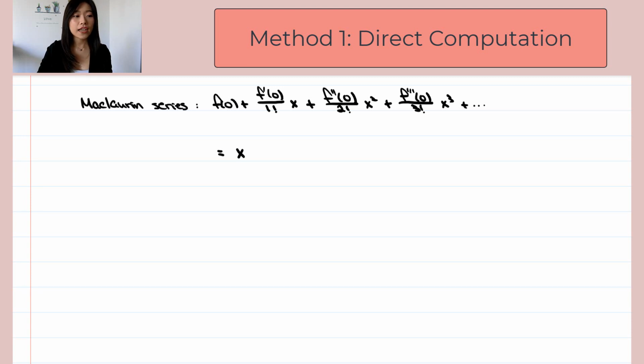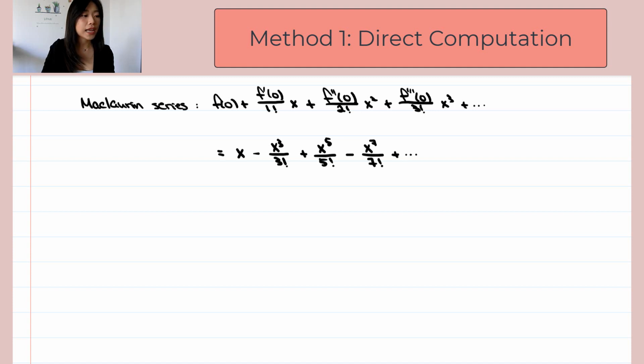How about the term with x cubed? The third derivative evaluated at 0 equals negative 1. So we have negative x cubed divided by 3 factorial. So now we can see a pattern. The terms with even exponents all vanish. So the next non-zero term would be plus x to the power of 5 divided by 5 factorial. Then minus x to the power of 7 divided by 7 factorial. And so on.